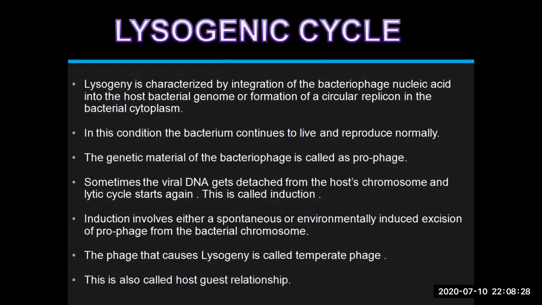Lysogenic cycle. Lysogeny is characterized by integration of the bacteriophage nucleic acid into the host bacterial genome or formation of a circular replicon in the bacterial cytoplasm. In this condition, the bacterium continues to live and reproduce normally. The genetic material of the bacteriophage is called prophage.